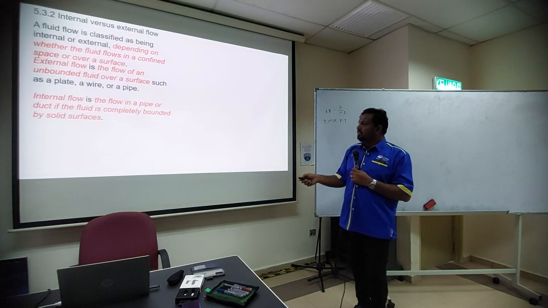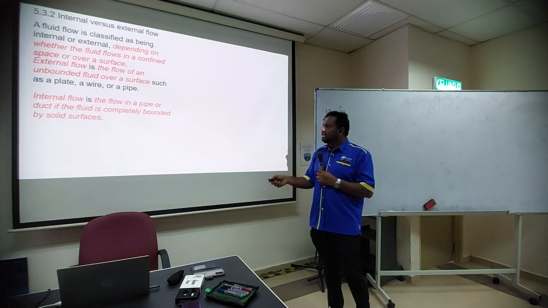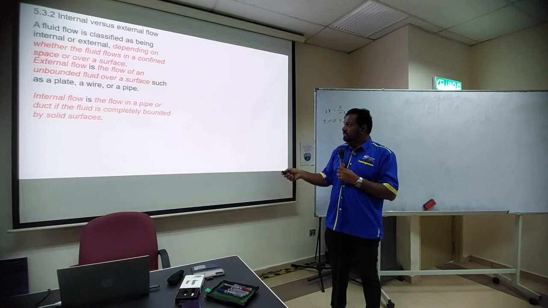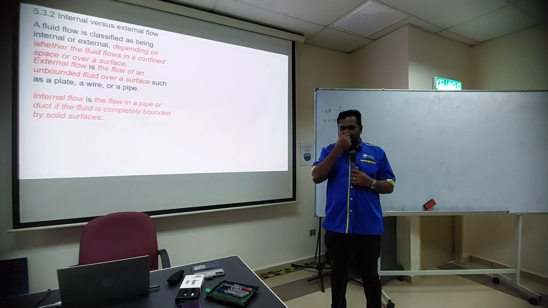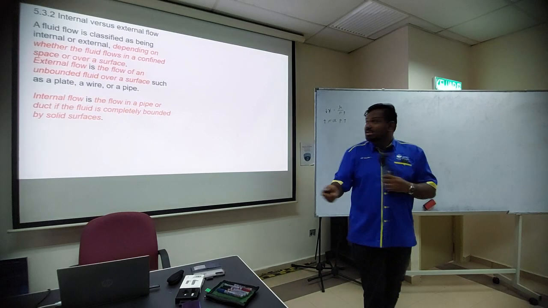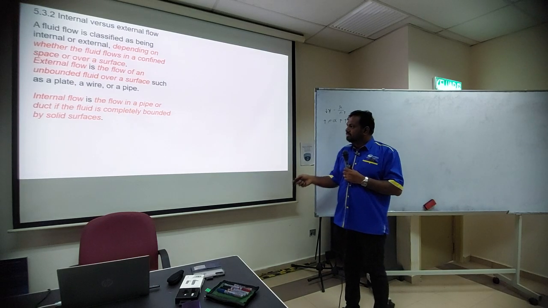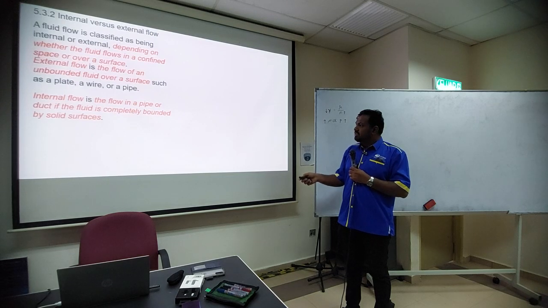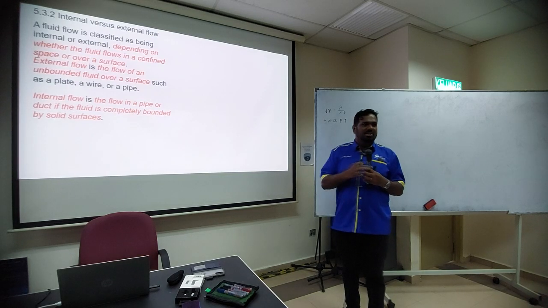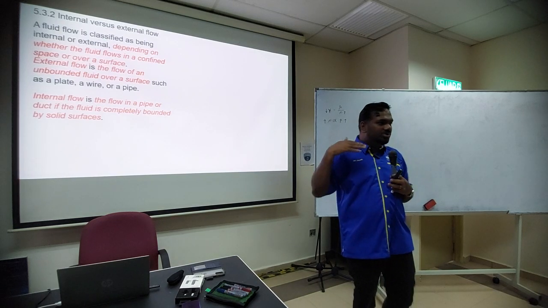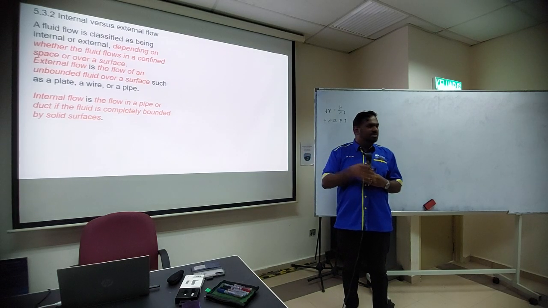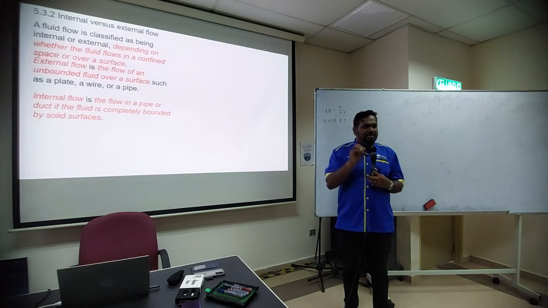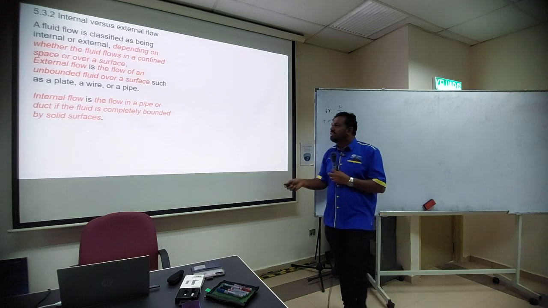Okay, internal flow is the flow in a pipe or duct. There are two things, pipe and duct. We always call both pipe, because that's our common practice, but there is a difference between pipe and duct. In internal flow, the fluid is completely bounded by a solid surface. So if everything is covered and the fluid is moving inside, we call it an internal flow, especially like a pipe that we are using in a house. The water is not on the surface, right? It's moving inside, so we call it an internal flow.